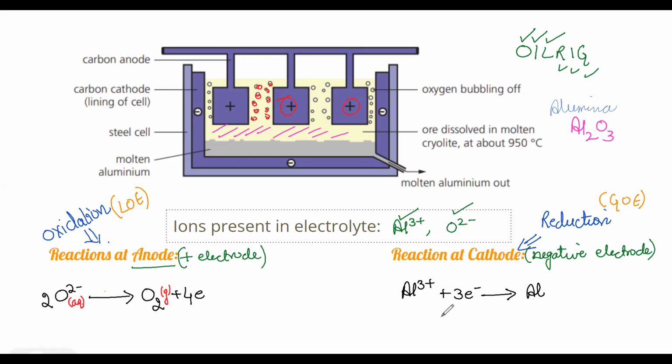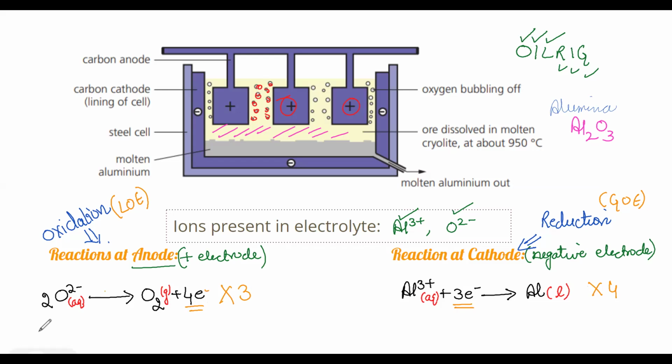Now reaction at cathode. So here Al3+ is aqueous, it's ionic, and Al is liquid because of the very high temperature inside this setup because of electricity. Aluminium is obtained in molten state, and that's liquid. And now we all know that to write the overall reaction, we need to add the reactions at anode and cathode. To add these reactions, we should first make the number of electrons equal on both the sides. So I'll multiply this whole equation by 3, and this whole equation by 4, so as to make the number of electrons 12 on both sides.